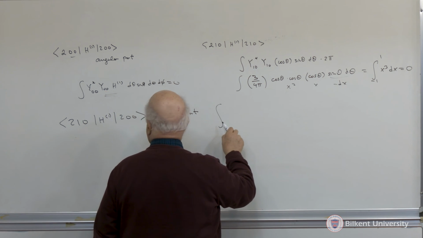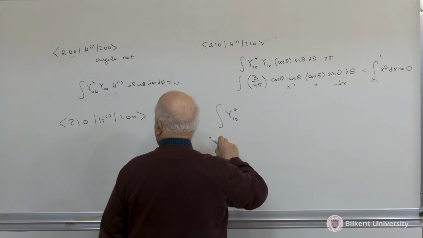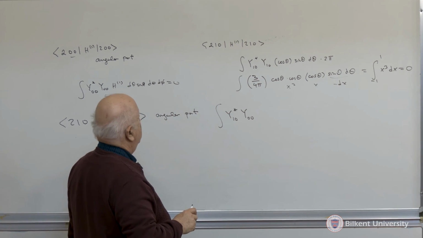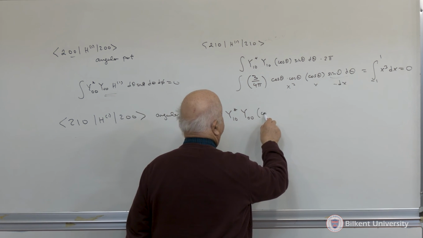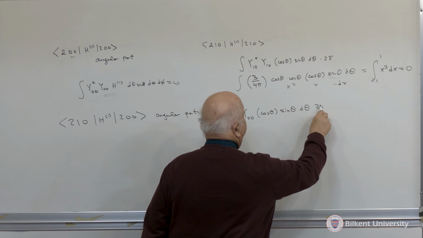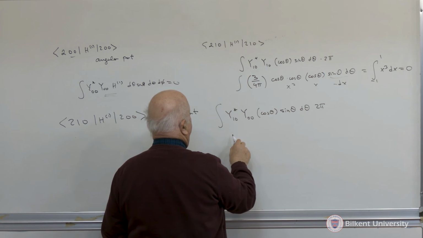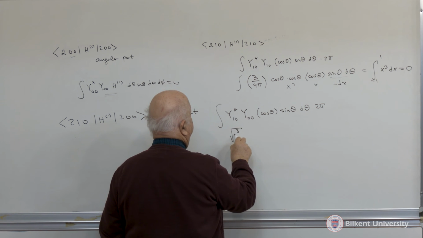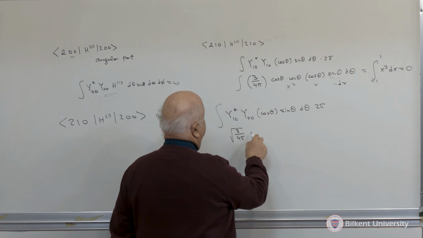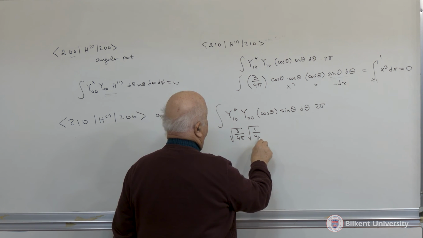So this is now going to be Y10 complex conjugate, Y00, okay? And then I have this cosine theta and sine theta d theta, and the phi integral gives me 2 pi. Okay, so Y10, I have it over here, is square root of 3 over 4 pi. Y00, okay, we discussed this is the object which doesn't have any angular dependence, so it's 1 over square root of 4 pi.